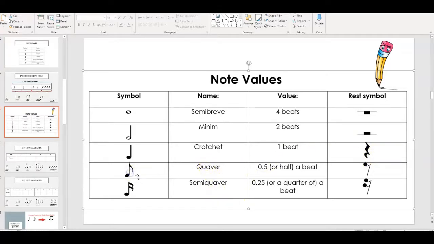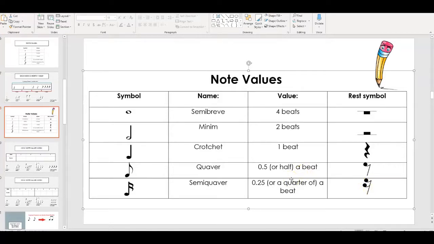I'm going to quickly go through the last two. This note here on the left is a quaver, and it's like a crotchet, but it's got a tail, or some people call it a flag. It's only worth half a beat, and its rest looks like this. Then we have a semi-quaver, which is similar to the quaver, except it has a second tail or a second flag. And its rest also has a second little curved line there as well.